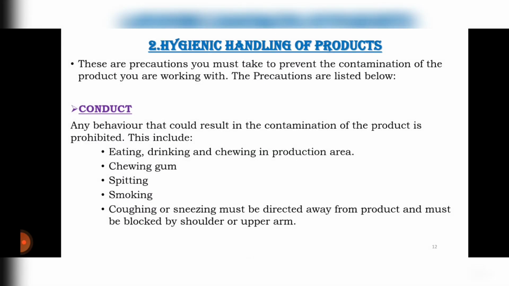Hygiene and handling: the precautions you may take to prevent the contamination of the products you are working with. The precautions are listed below. Any behavior that could result in contamination of products is prohibited. Behavior like chewing, drinking, smoking, spitting, coughing, sneezing in the production area is prohibited, because this will automatically contaminate the product if you do these things regularly and frequently in the production area.